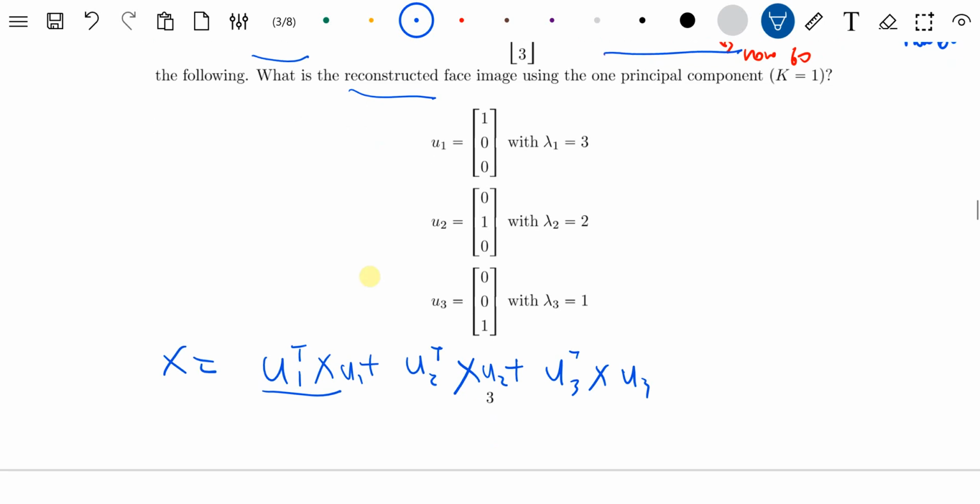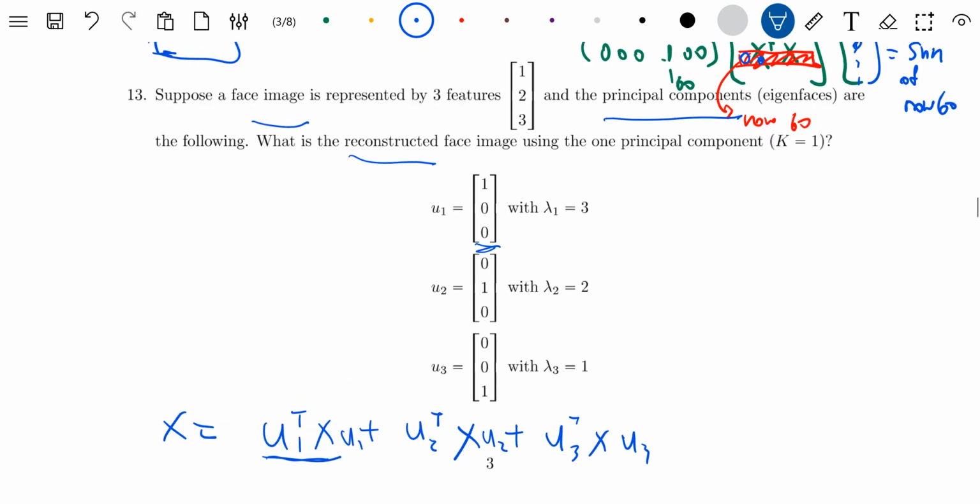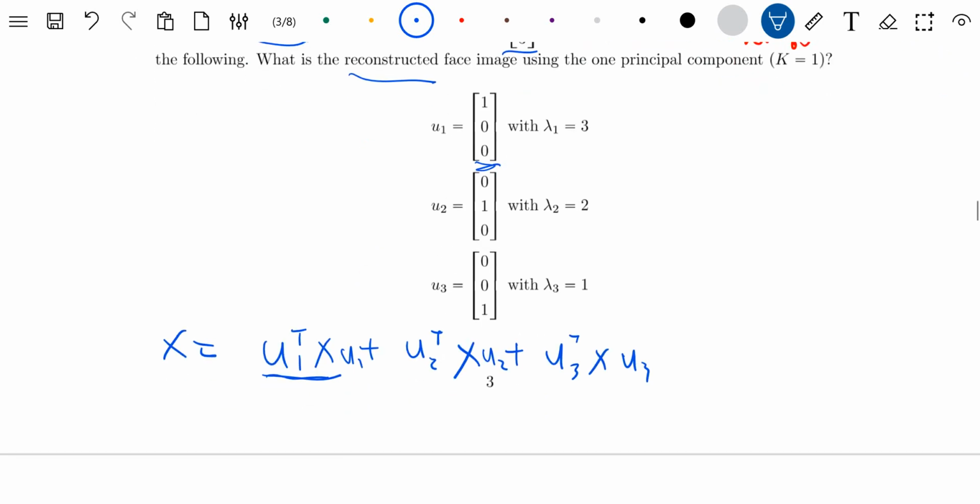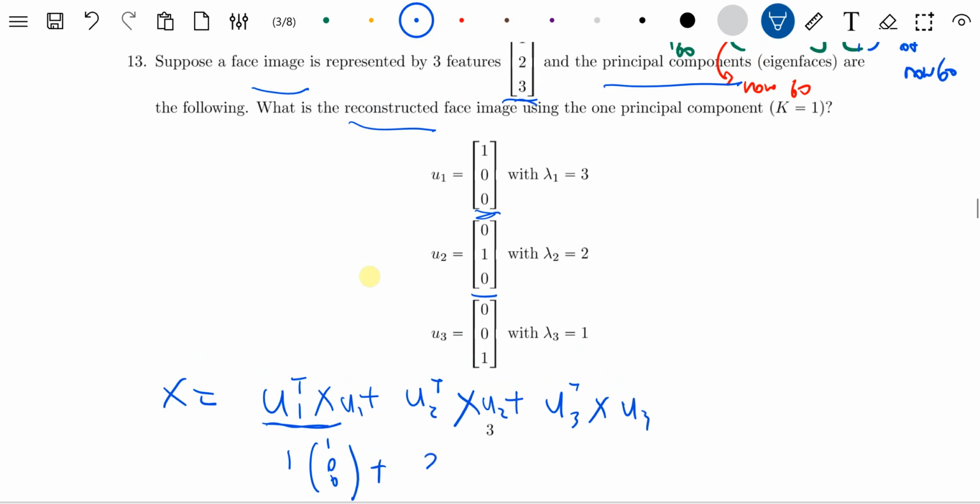So that would be reconstructing the image. Let's actually try it. U1 is 100 multiplied by 123. You get 1 times 100 plus 2 times 010 plus 3 times 001. It's actually 1, 2, and 3.